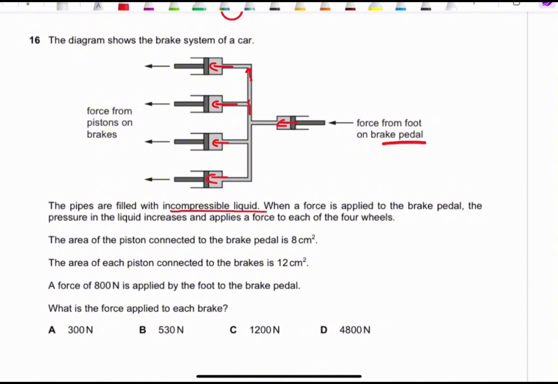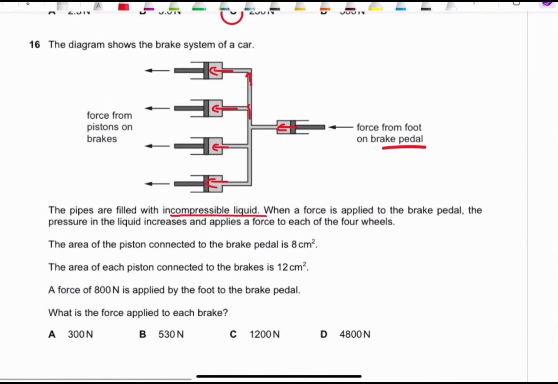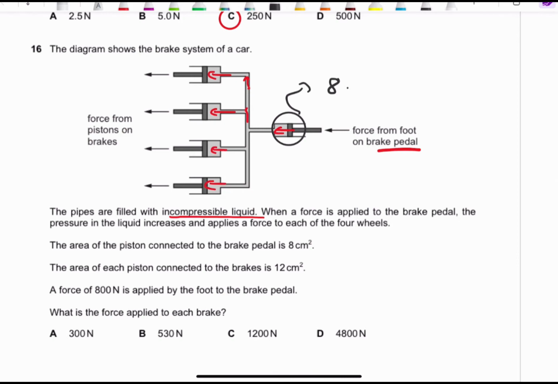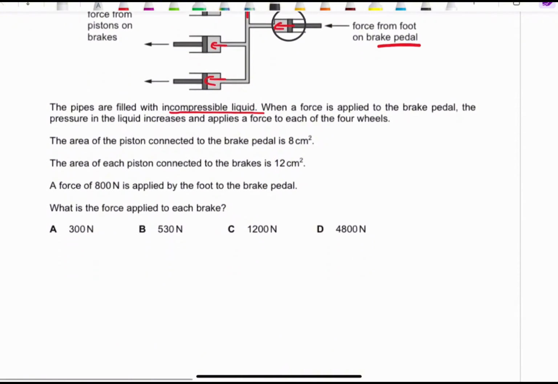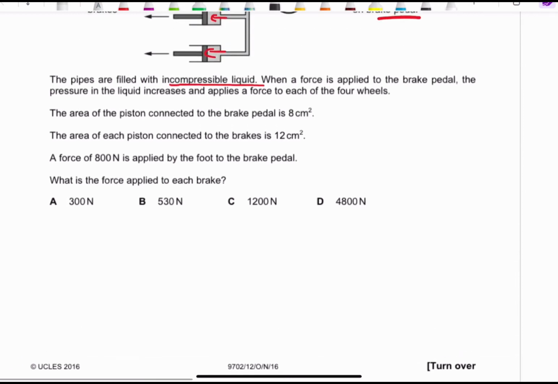The area of the piston connected to the brake pedal is 8 cubic centimeters, and the area here is 12 cubic centimeters. A force of 800 is applied by the foot to the brake pedal. What is the force applied to each brake? So what is the pressure?